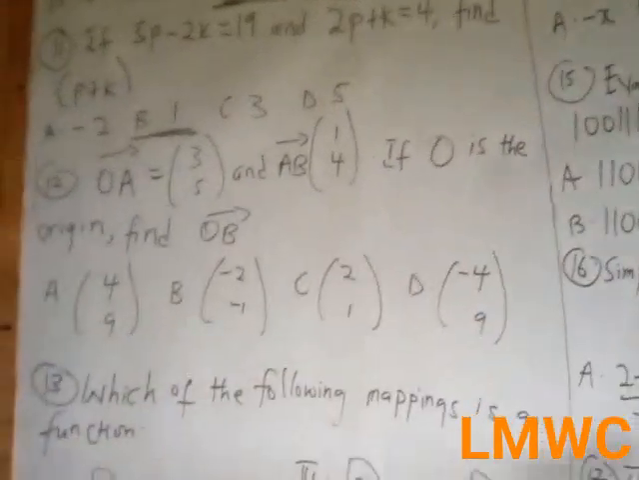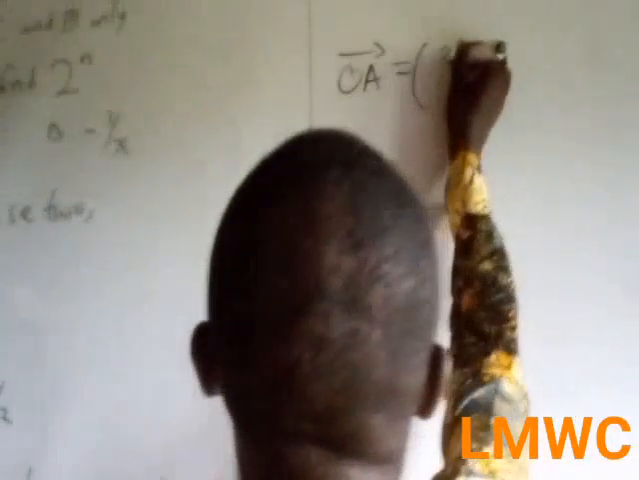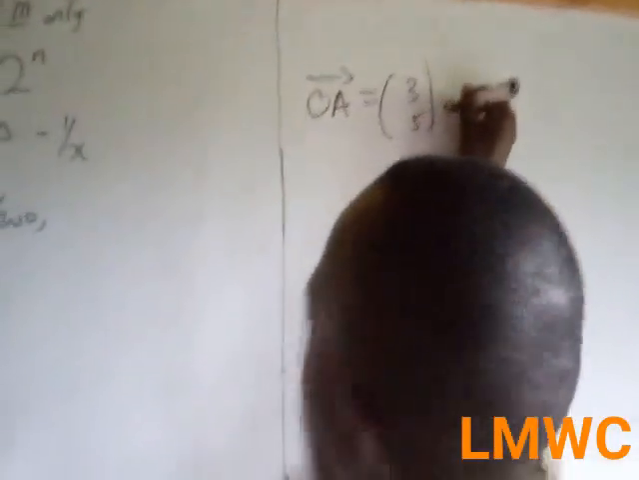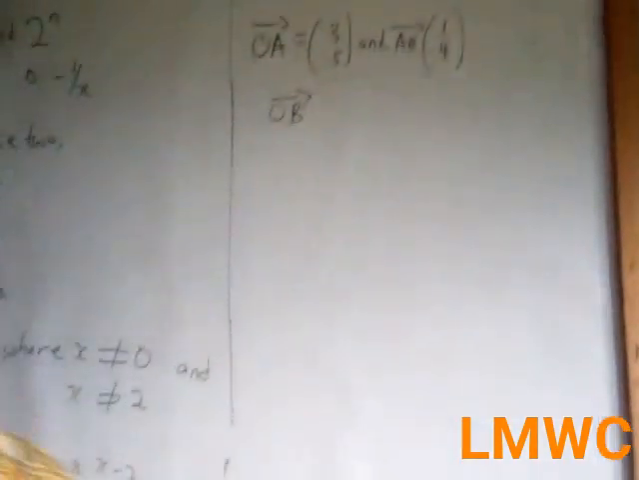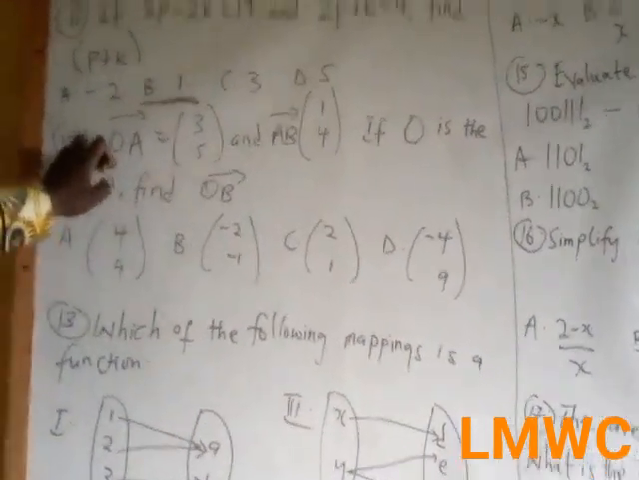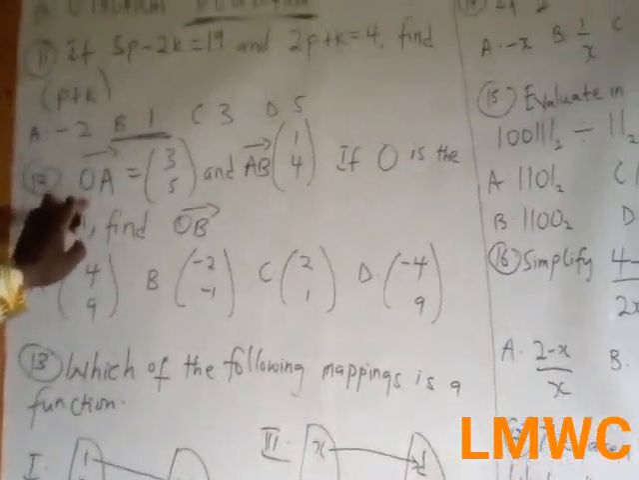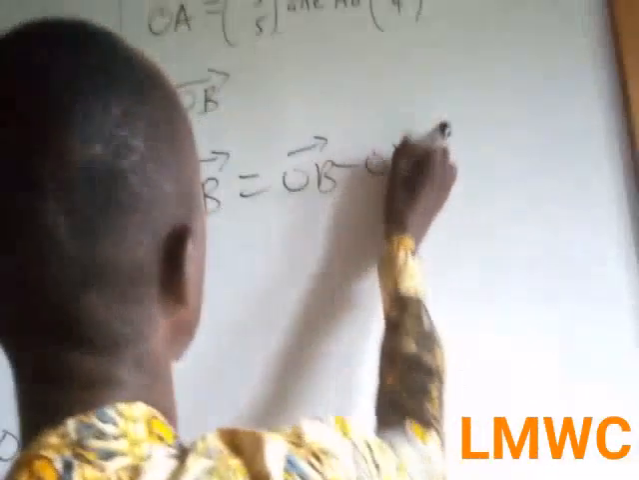Question 12 is vectors. So we have OA is equal to (3, 5), and AB, we have (1, 4). So you have been asked to find OB. So you see, they gave you this question, and this question is column vectors. So we have AB, it will be OB minus OA.